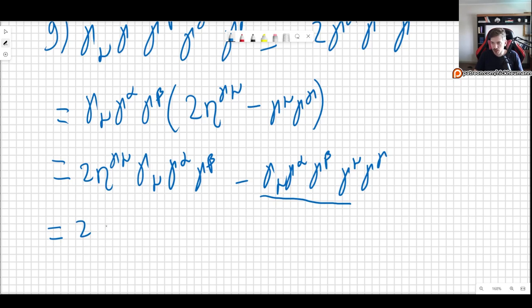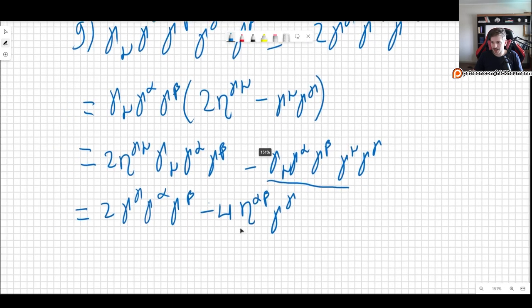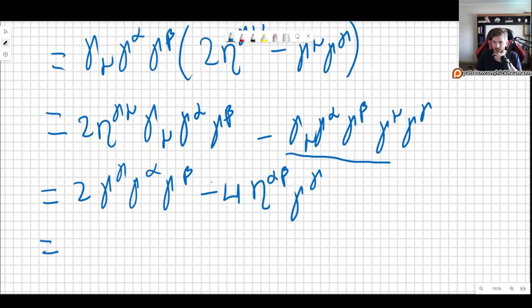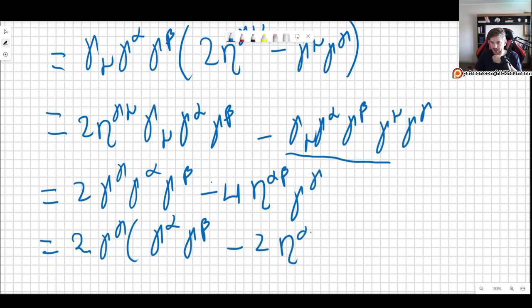So here we get 2 gamma gamma gamma alpha gamma beta minus, and this time, okay, I already forgot what it is. I'm just looking up my notes. This is 4 times eta alpha beta times gamma gamma. All right, so that is what we have right there. Now here we can factor out 2 times, and then we factor out gamma gamma, since it is multiplying from the left in both cases. And then we have gamma alpha gamma beta minus 2 times eta alpha beta.